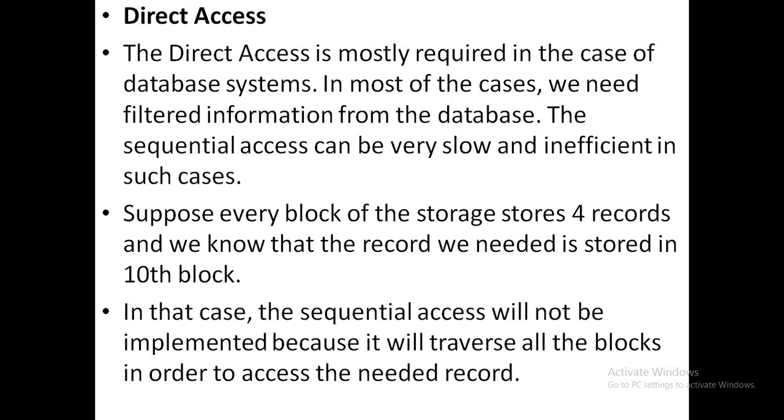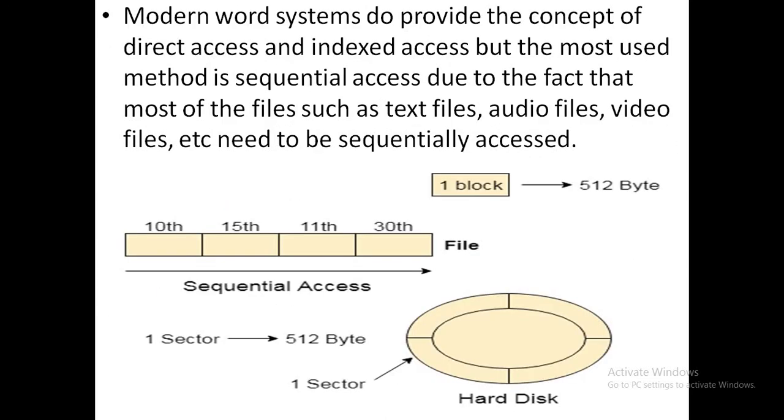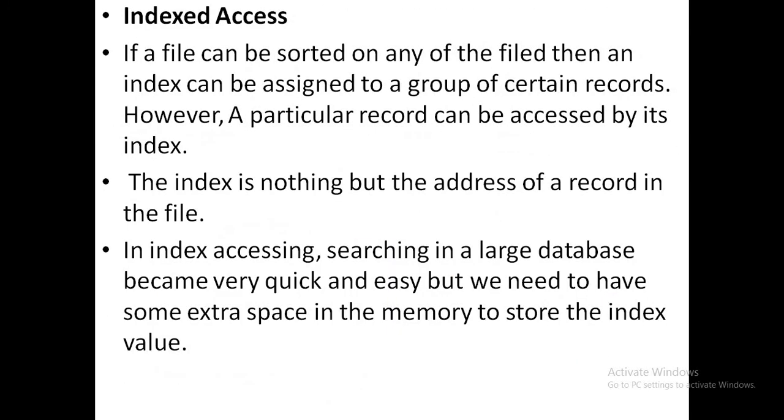Later on, we discovered another access method called the indexed access method. In the indexed access method, we may jump to our file or our record directly with the help of the address, which is known as the index for the file. So this is all about the file access mechanisms: sequential access, direct access, and indexed access mechanism. Thank you.